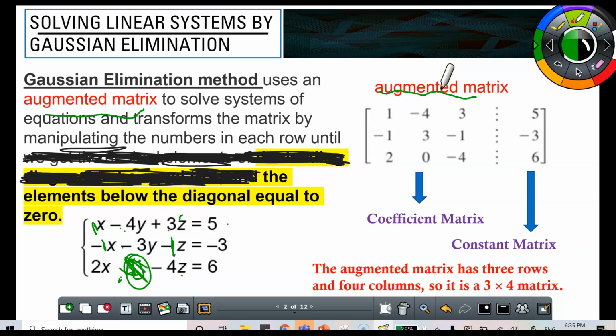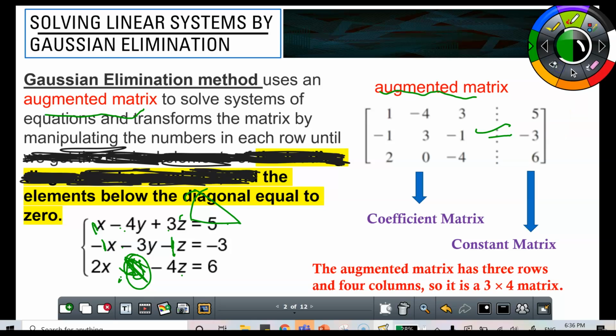Okay, and we have another concept here, which is the diagonal. Okay? So what is the diagonal in the augmented matrix? You don't look at the constant part. Okay? You just look at the coefficient part. You don't look at the equal sign and the other part, right? So the diagonal is just the diagonal on the left side. Okay?